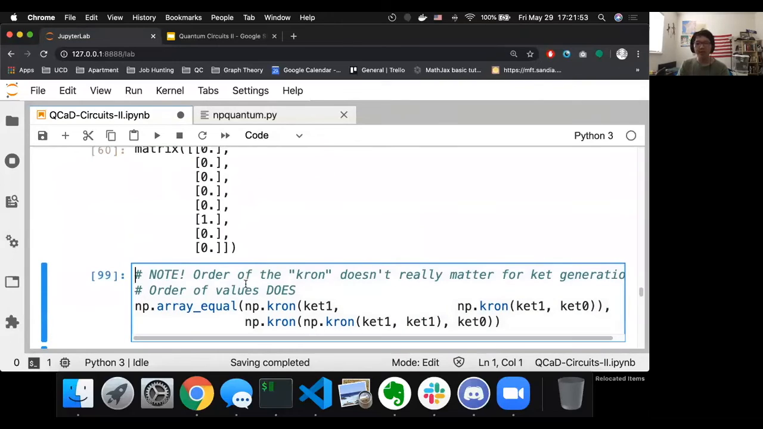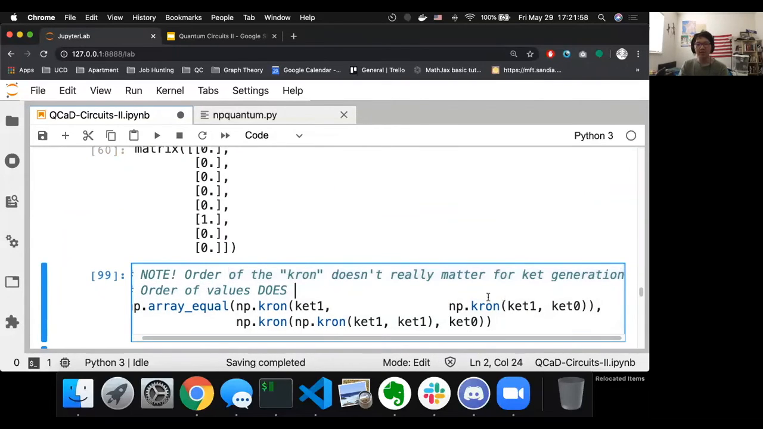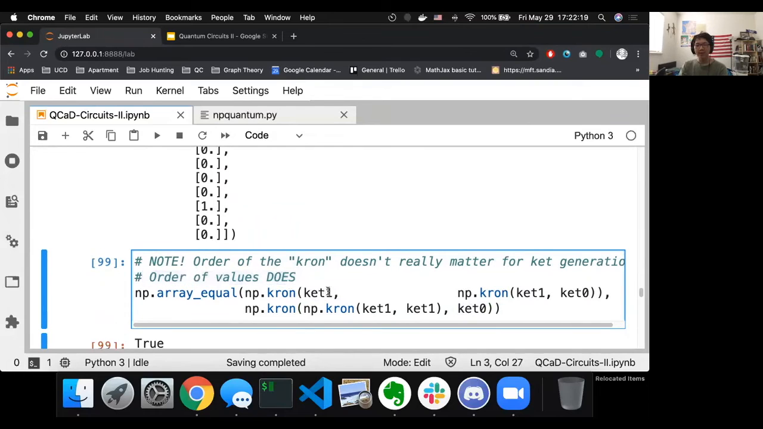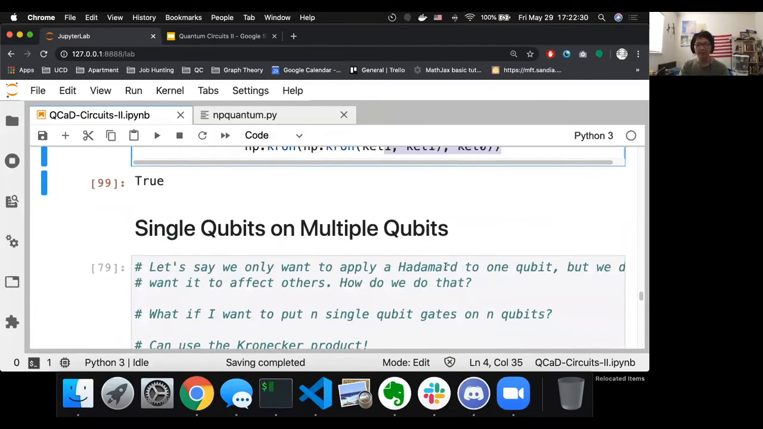I want to give a note here. The order of the Kronecker product doesn't really matter for ket generation. What do I mean by that? I could have taken ket 1 and done the Kronecker product first with these 2 kets here, or I could flip the order and do the Kronecker product first with ket 1 and ket 1, and then do it with 0. The order of your values does matter. Notice how these are still 110 and this is still 110. That still matters, but the way you apply the Kronecker products doesn't really matter too much.